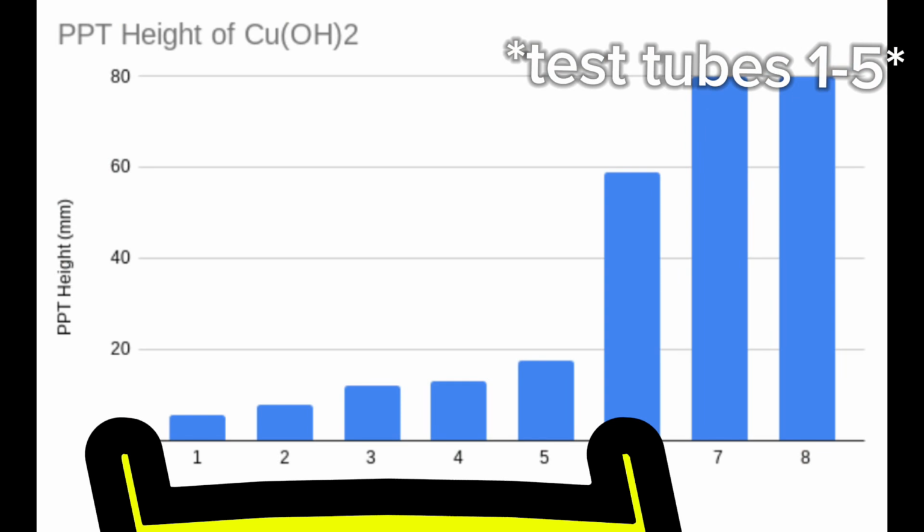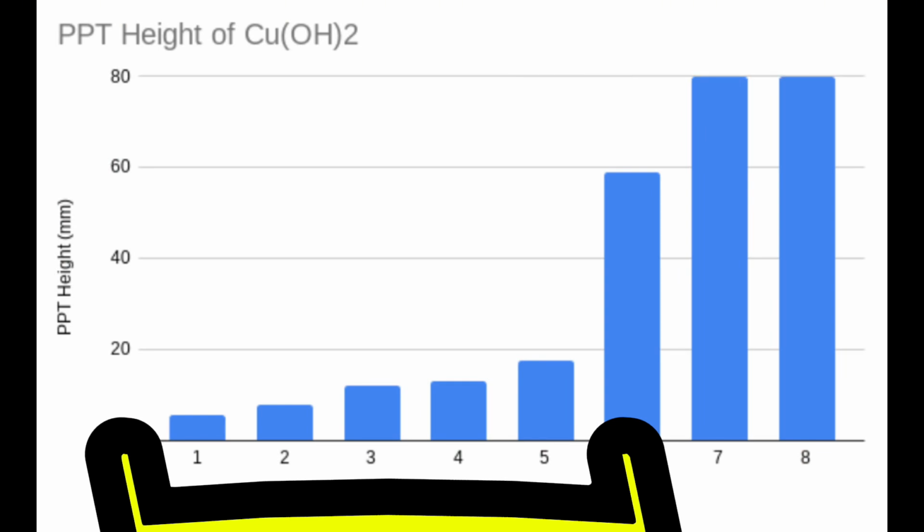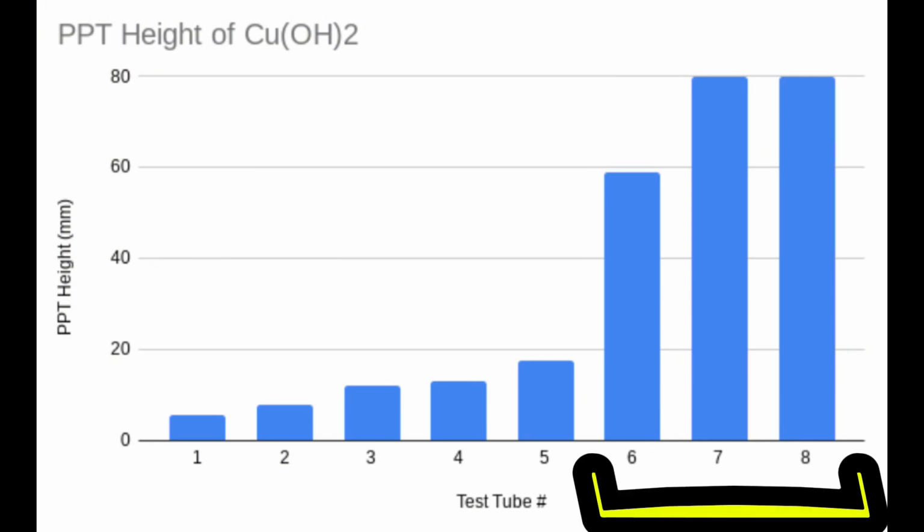In test tubes 1 through 4, the height of the precipitate went from 5.5 to 17.5. However, at test tubes 6 through 8, the precipitate skyrocketed to 59.0 milliliters for test tube 5 and 80.0 milliliters for both test tubes 7 and 8.